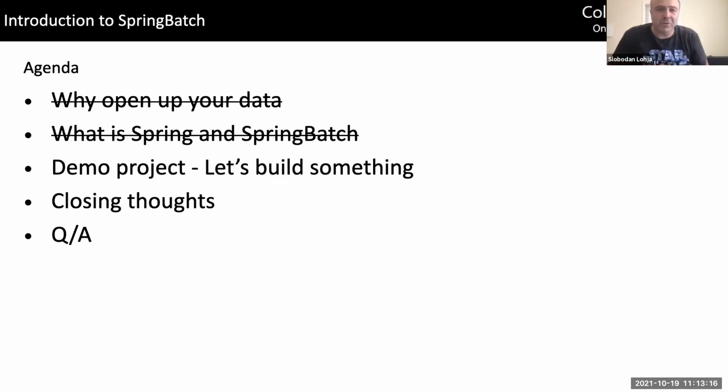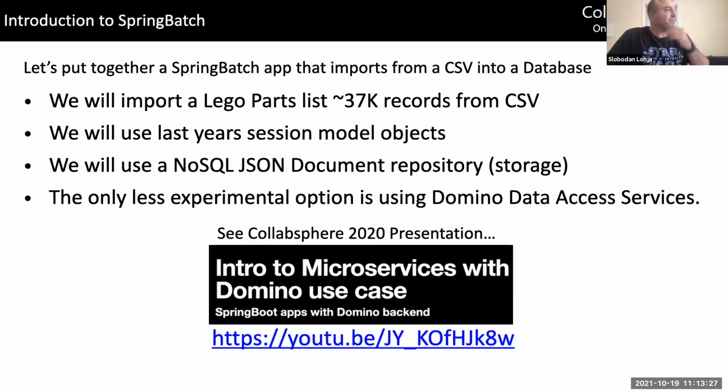All right, so we're 13 minutes in. Let's build a project. So we're going to do just like a workshop, a Java workshop. So we're going to build a project. So to build this project, so let's put together a SpringBatch app, right? It's going to read a CSV file and put it into a database. We have 37,000 records in a CSV file.